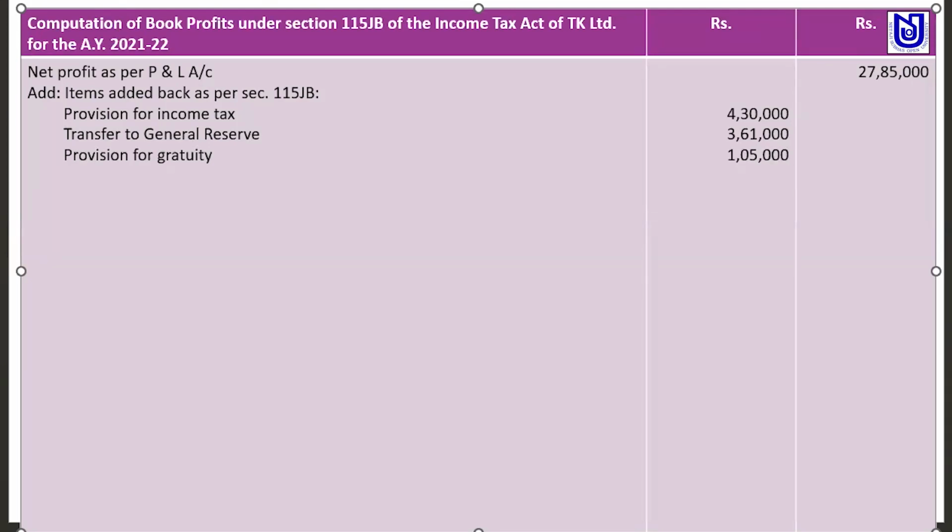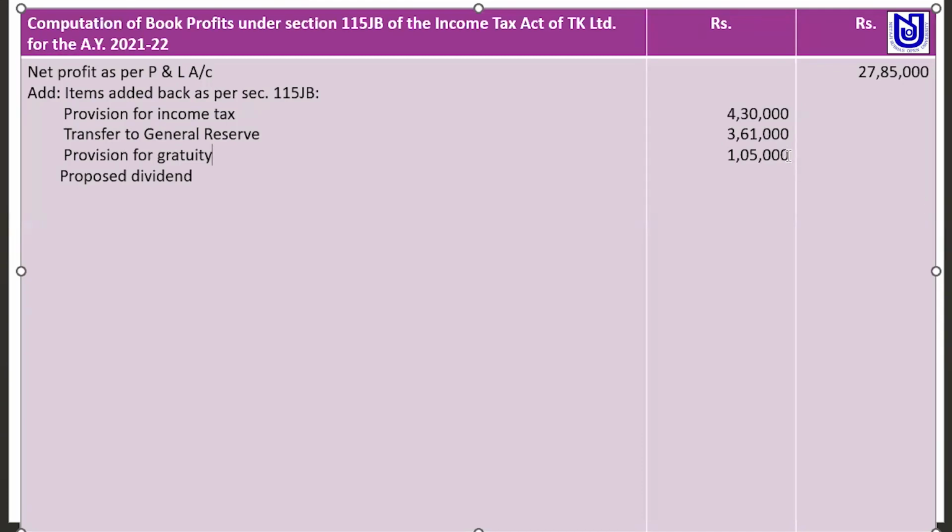Then we see securities transaction tax. It is not income tax, so it is allowable as deduction, nothing to be added back. If it is income tax, it would have been added. Then proposed dividend: any dividend paid or proposed shall be added back, because these are not expenditure of the company. So proposed dividend to be added back.